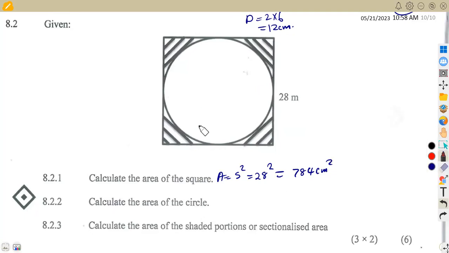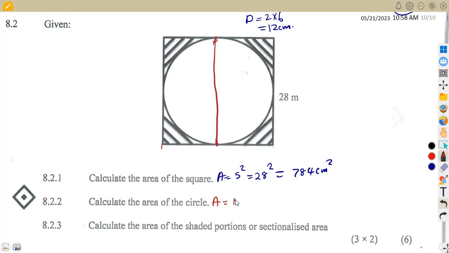And we move on to the circle. 8.22, calculate the area of the circle. So the area of the circle, depending on what you're given and what you want to use. Here, the 28 represents the distance from this side to this side. So this represents the diameter of the circle. This is from this point to this point. So this 28 is also a diameter of the circle.